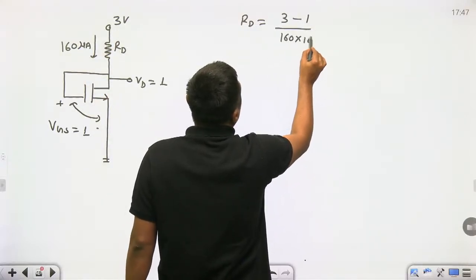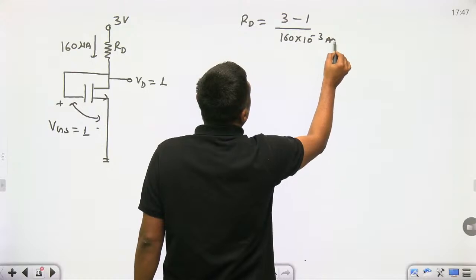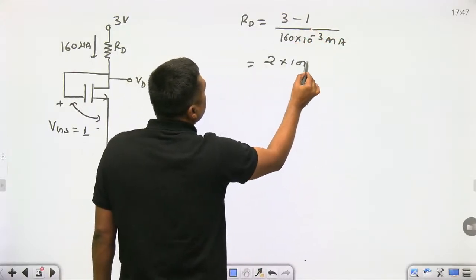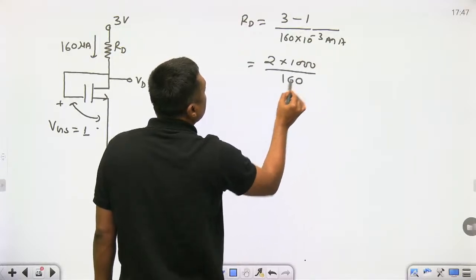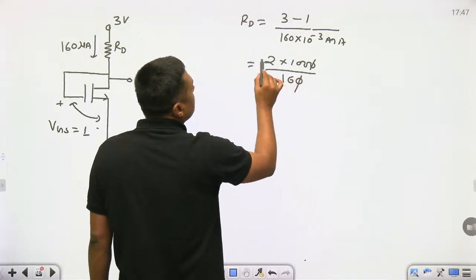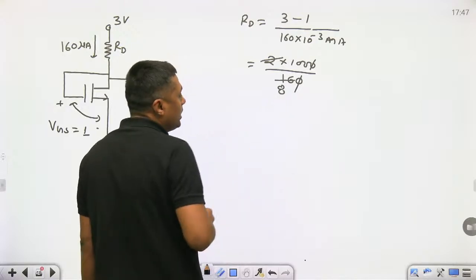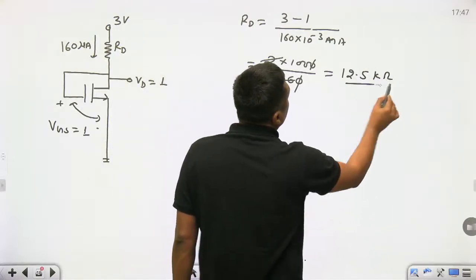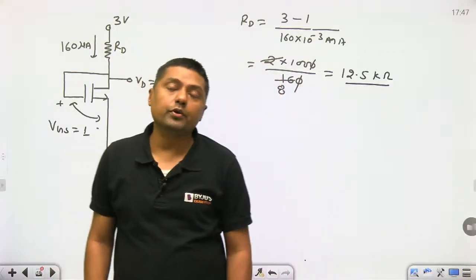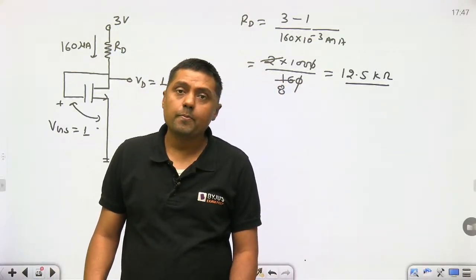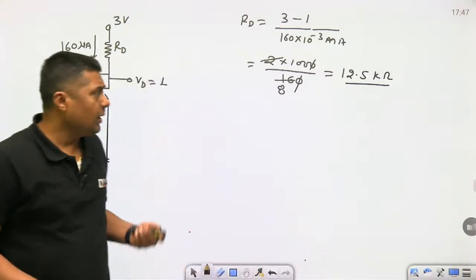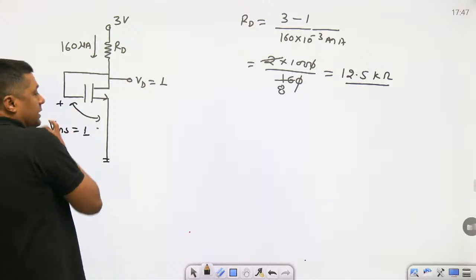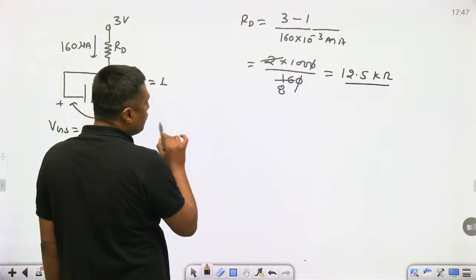Microampere, convert it into milliampere. That's why you are going to get the resistor in what? Kilo ohm. So that will become 2 into 1000 divided by 160. Now you can find that will become what? 8. So 100 by 8 means what? 12.5 kilo ohm. You can reduce the value of the resistor first of all. Then second thing, for W by L ratio, always remember when the drain is connected to the gate, it is in saturation.